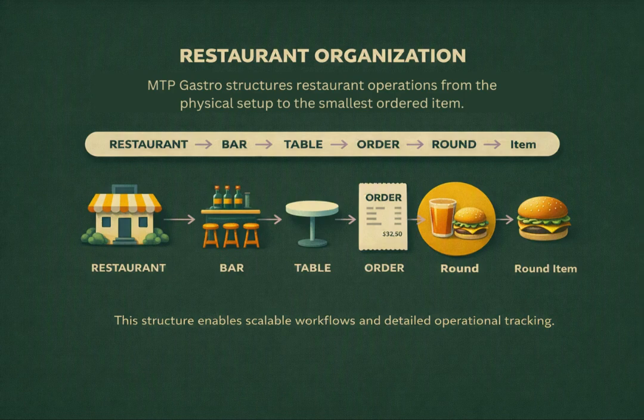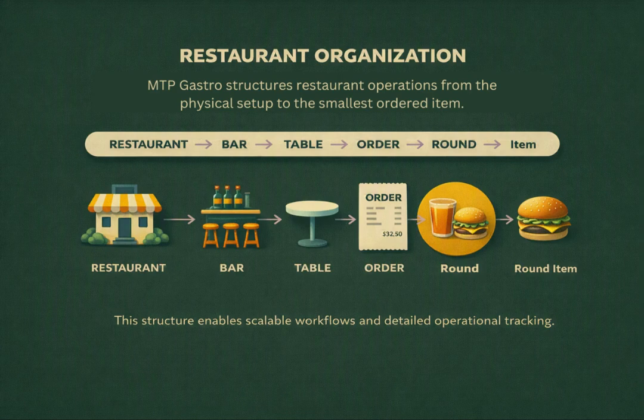When a guest places an order, the system creates an order for one table in one bar. MTP Gastro supports more concurrent orders for one bar. An order represents the complete transaction between the guest and the restaurant. An order consists of one or more rounds. A round represents a single ordering action. During one visit, a guest may create multiple rounds. Each round consists of one or more round items. A round item represents a single product ordered by the guest.